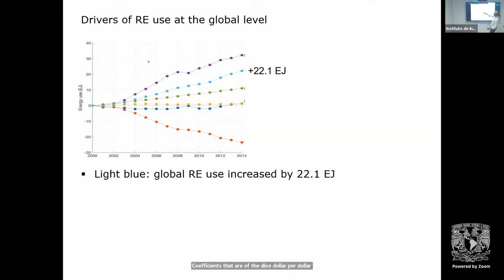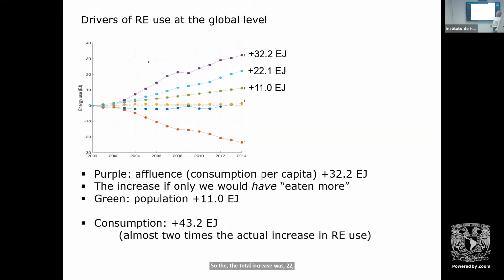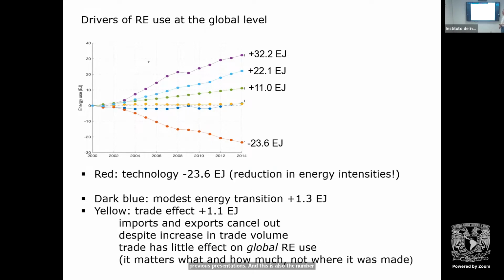So the total increase was 22 exajoule. Sorry. Affluence, in purple, increased by 32 exajoule, and population by 11 exajoule. So consumption together is 43 exajoule, and that is 2 times as large as the actual increase in renewable energy use. These are the numbers that we saw also in the previous presentations, and this is also the number that people often find.